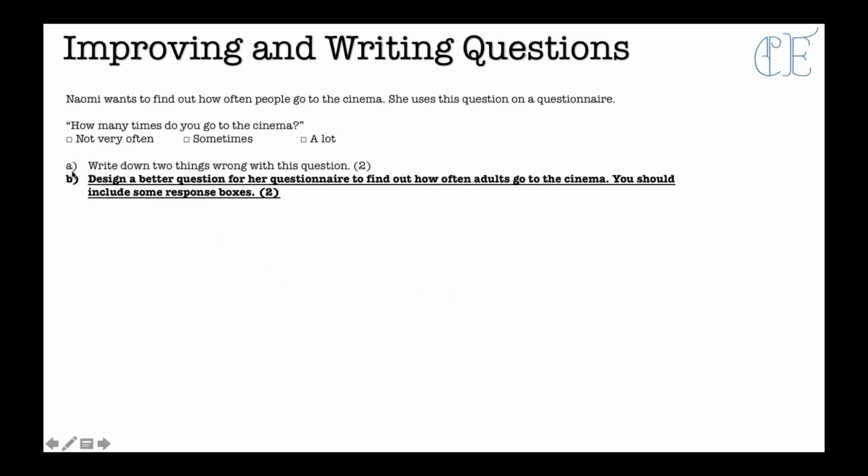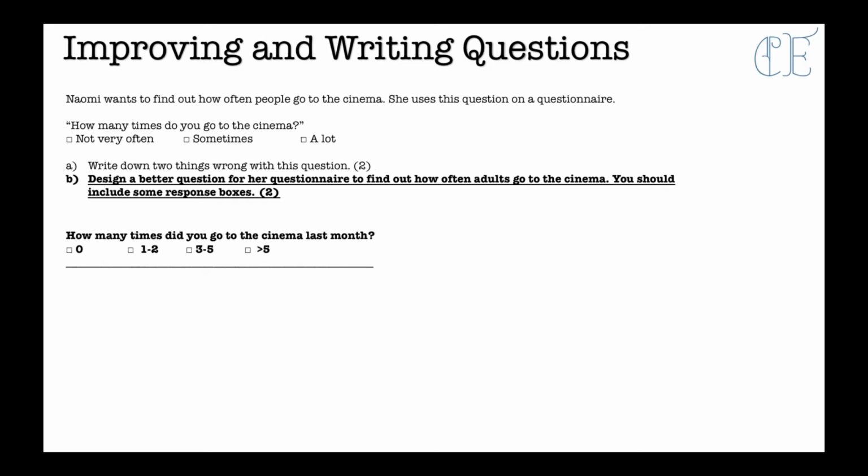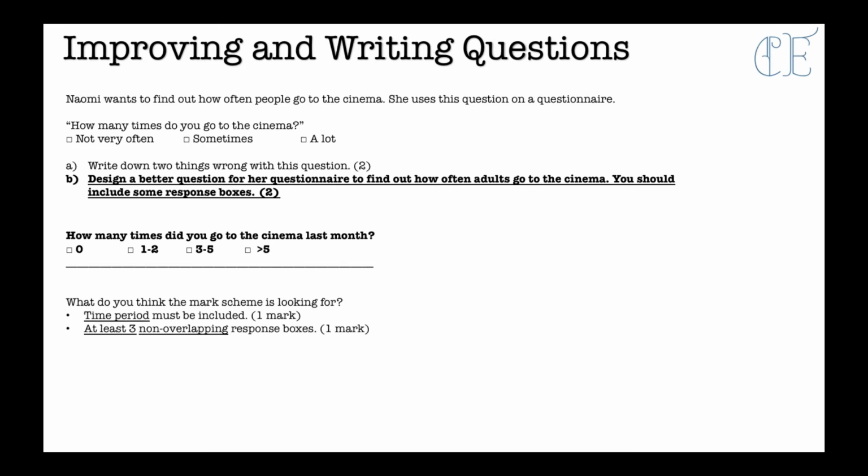So we've already answered A, and you've got your 2 marks. B is to design the question, which we have done. Now the mark scheme points out that you will get a mark for the time period, meaning you've put month, you said last month, and you'll get a mark for having 3 non-overlapping response boxes. So 0, 1 to 2, 3 to 5, more than 5. Don't overlap those numbers in your boxes, okay?